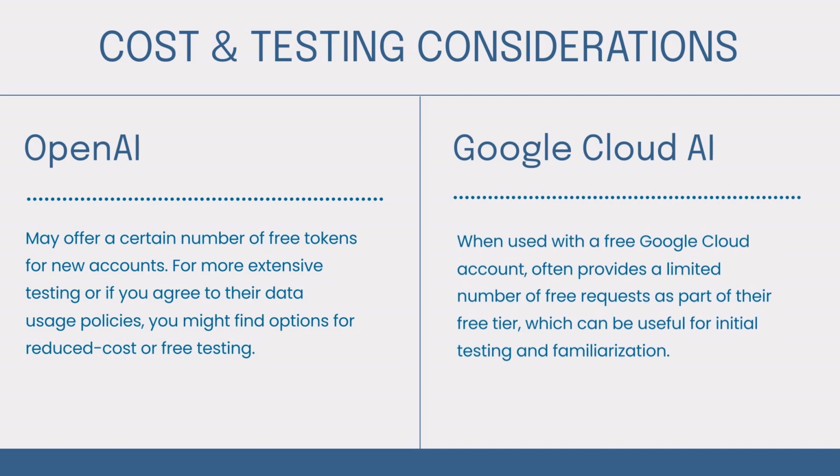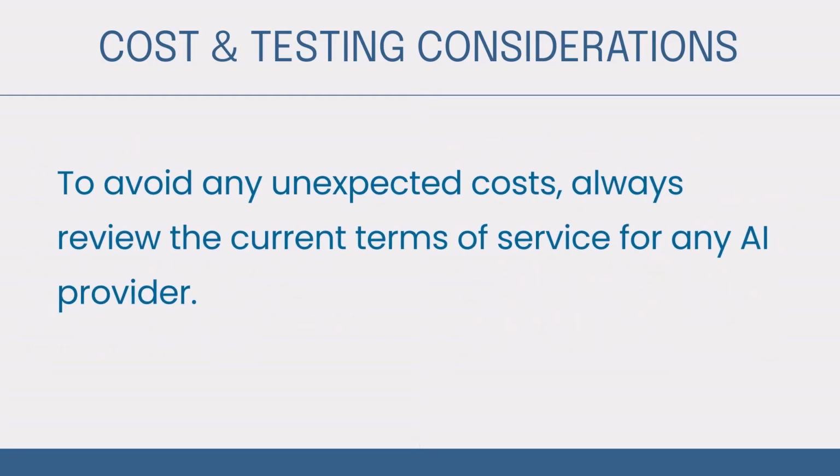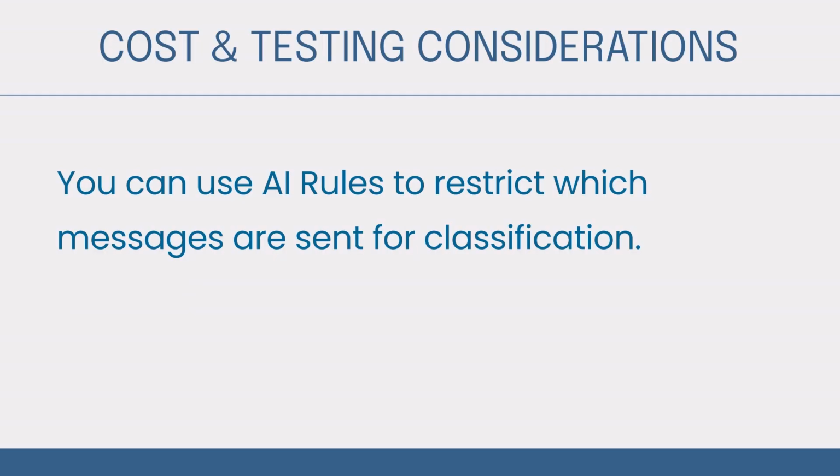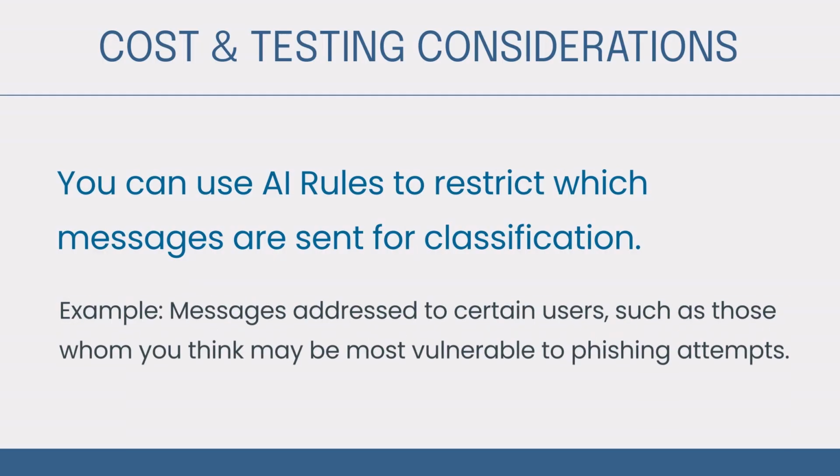Google Cloud AI, when used with a free Google Cloud account, often provides a limited number of free requests as part of their free tier, which can be useful for initial testing and familiarization. To avoid any unexpected costs, always review the current terms of service for any AI provider. You can use AI rules to restrict which messages are sent for classification. For example, you could choose to use AI classification only for messages addressed to certain users, such as those whom you think might be most vulnerable to phishing attempts.